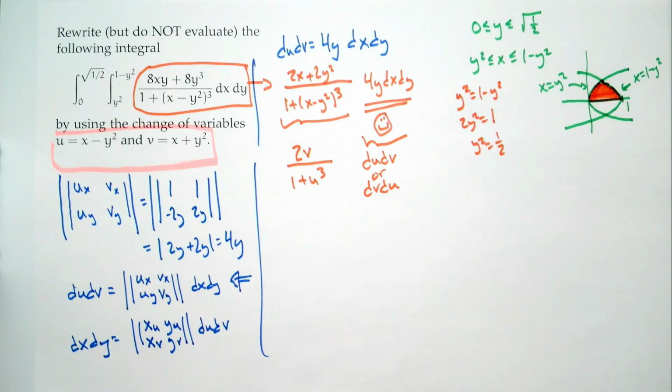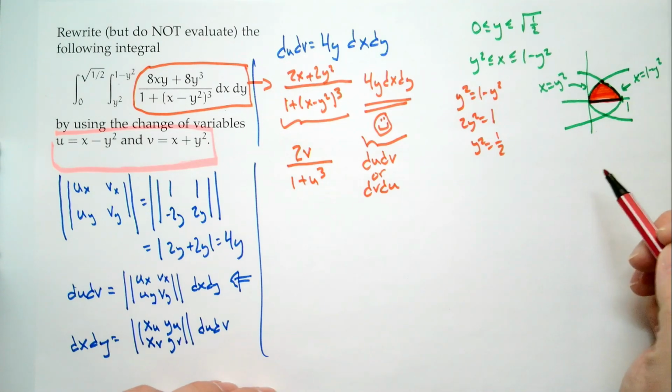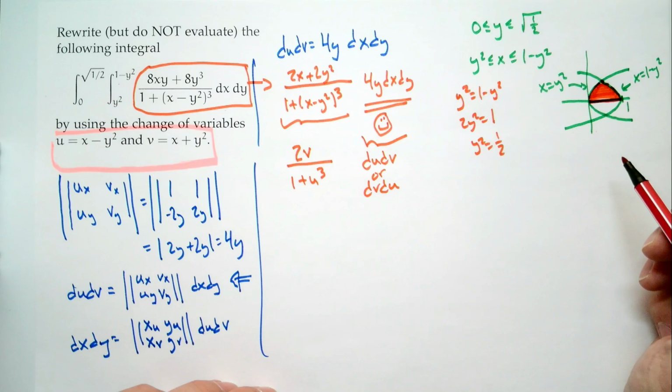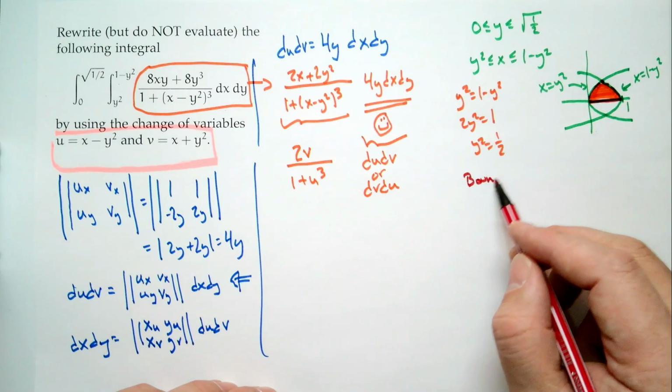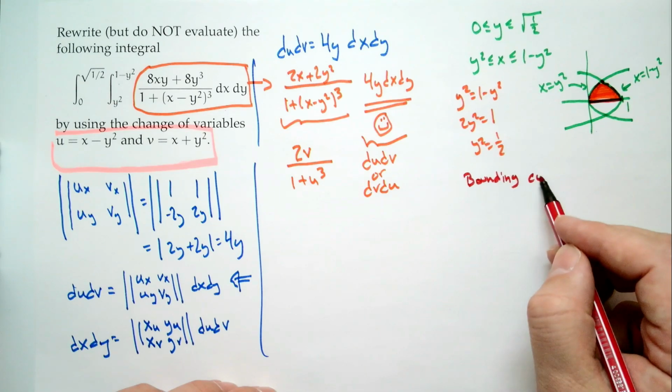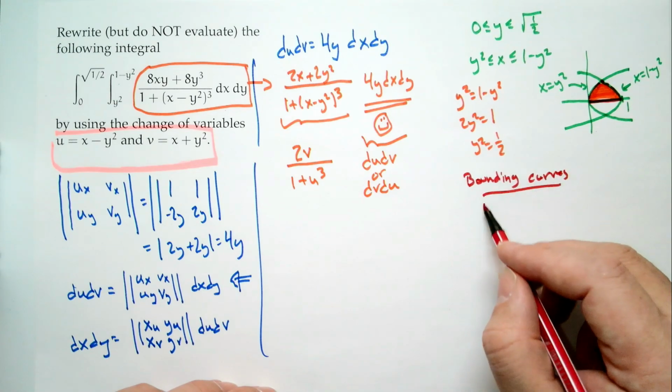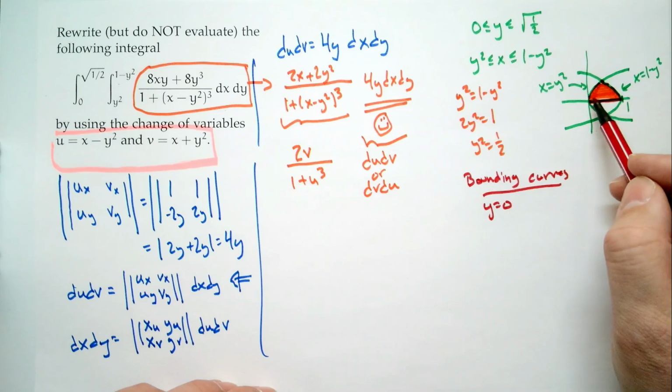So once you have identified what your region is, the next stage is to say, okay, let's look at the bounding curves. What curves bound this region? So this one, if you look at it, has 3 pieces. Let's talk about our 3 parts. What's the one down here at the bottom? y equals 0. So these are our bounding curves. The first one we said is y equals 0. All right, how about the one on the left?